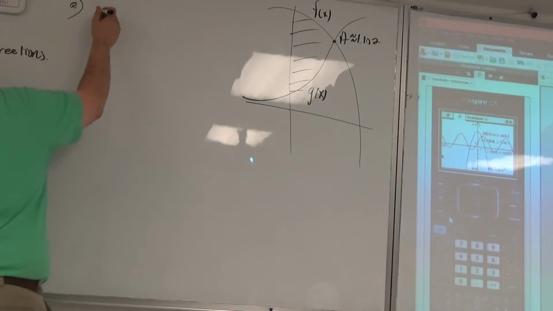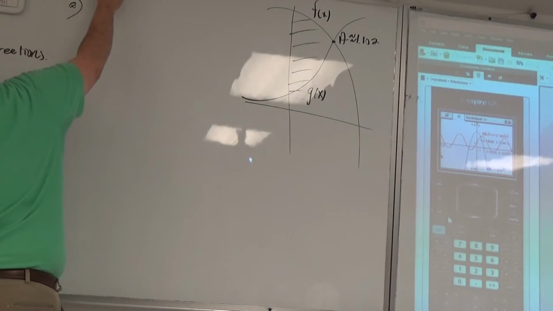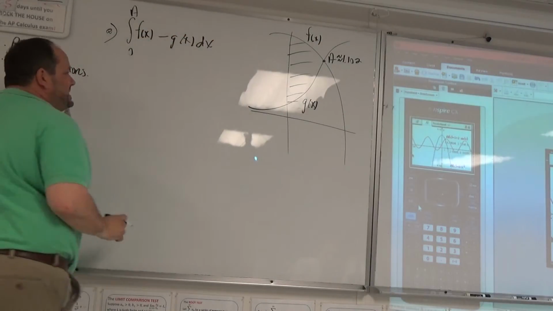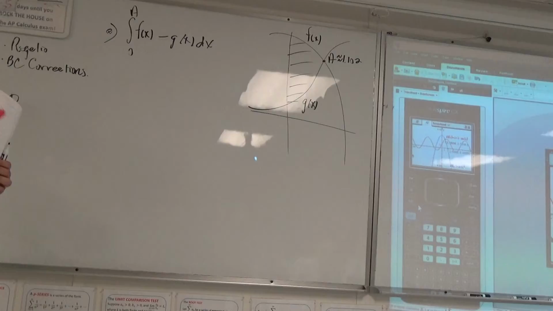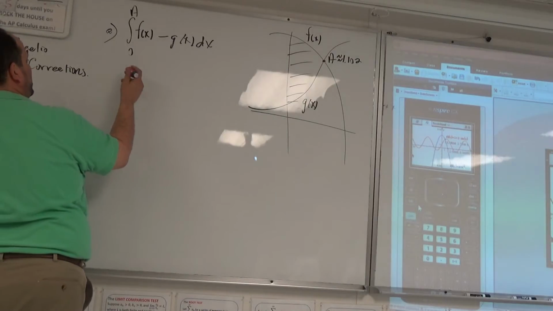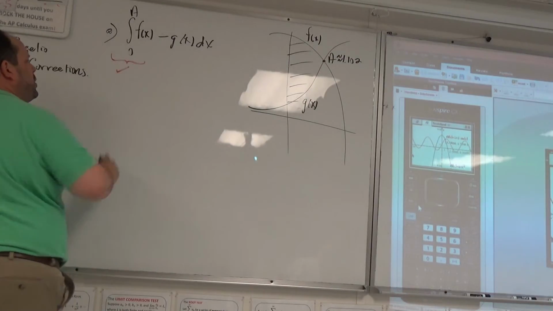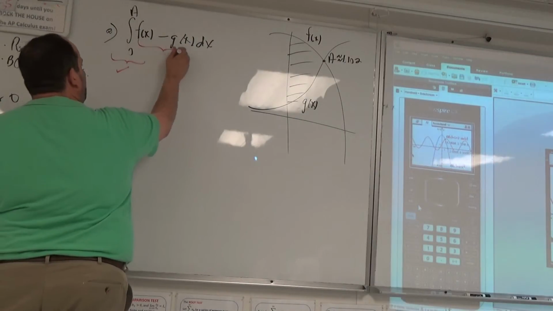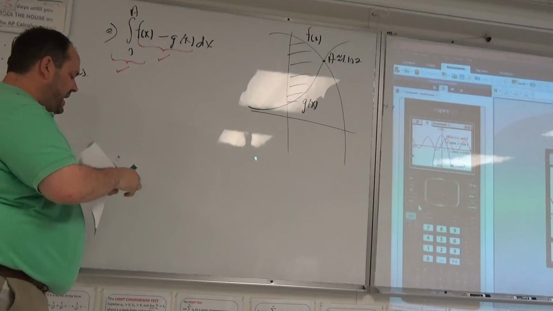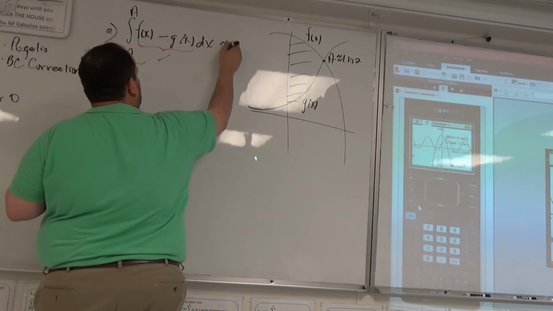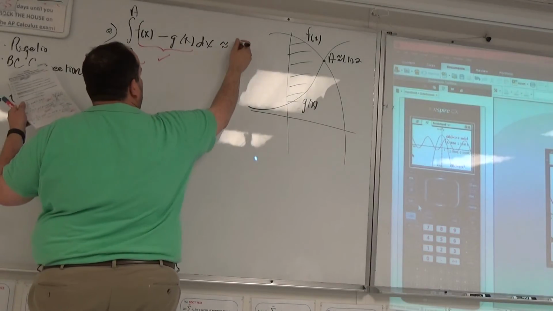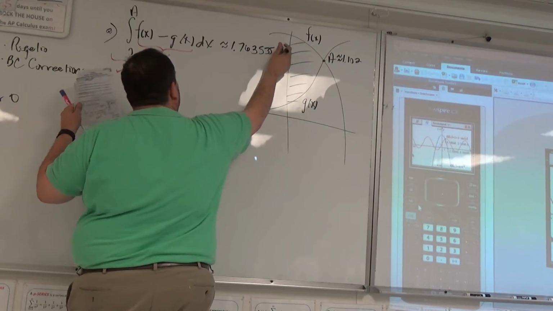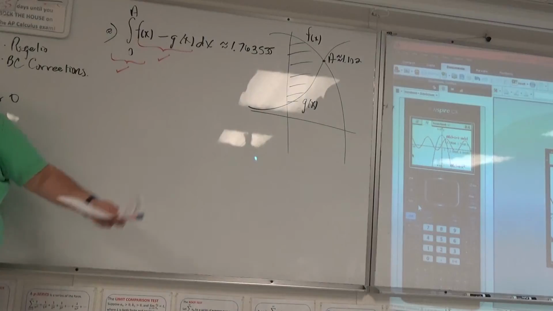Okay, part A is going to be an integral from 0 to a, f of x minus g of x dx. Depending on how the College Board sets up the rubric, they might say, here's a point for getting the limits of integration. Here's a point for having the right integrand, and then a point if you can tell me what the final number is. And the final number is, I've got 1.763535.